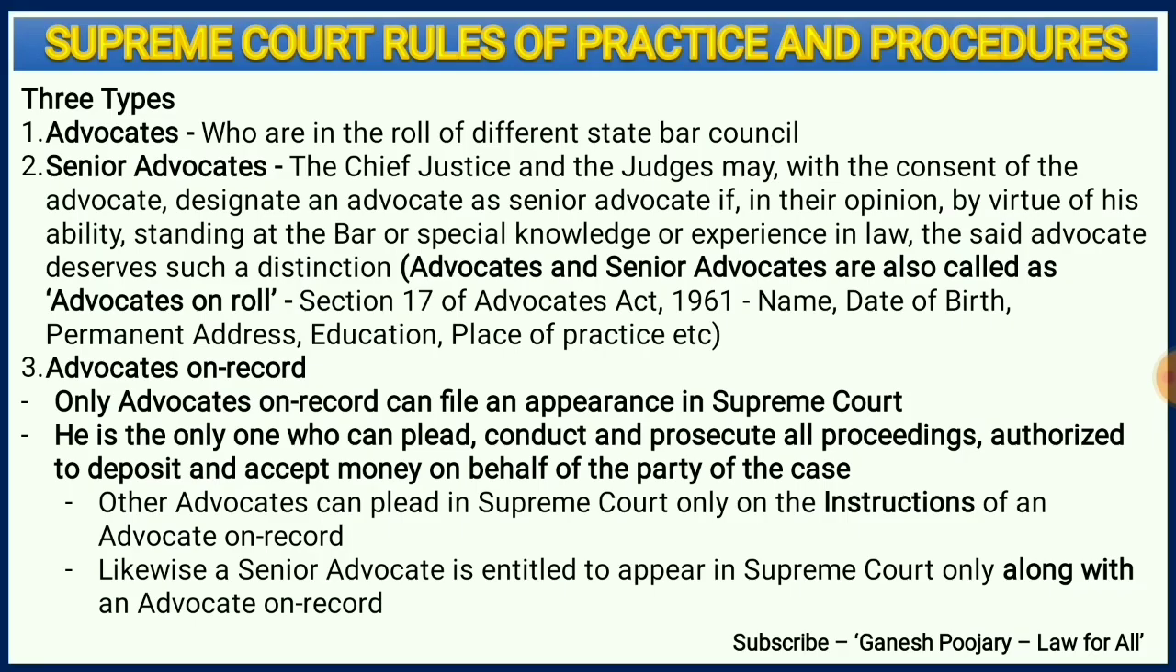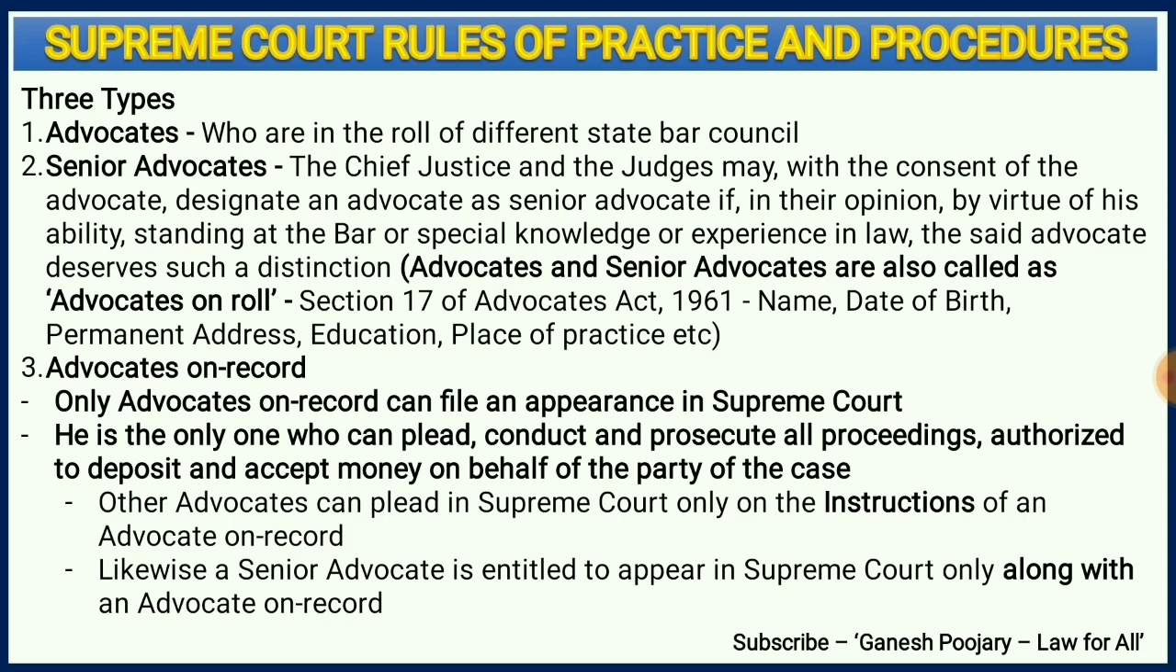The second reference that I am bringing is the Supreme Court Rules of practice and procedure. This is one of the most interesting and important aspects that every Indian advocate needs to know. As per the practice and procedure of the Supreme Court Rules, there are three types of advocates. They are advocates, senior advocates, and advocates on record. The first two types we have already discussed under the Advocates Act 1961. I have discussed them in detail.